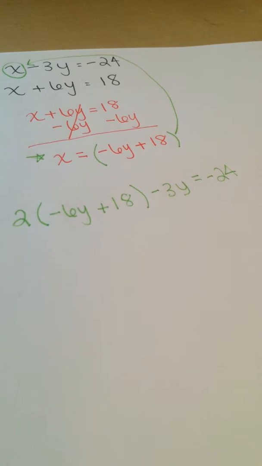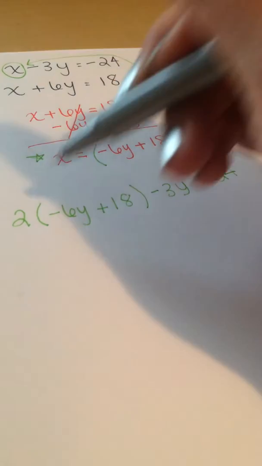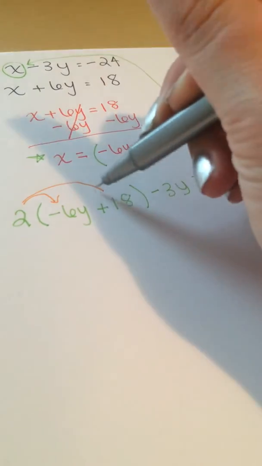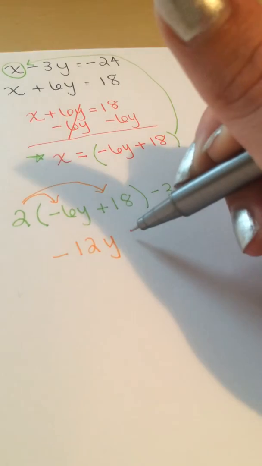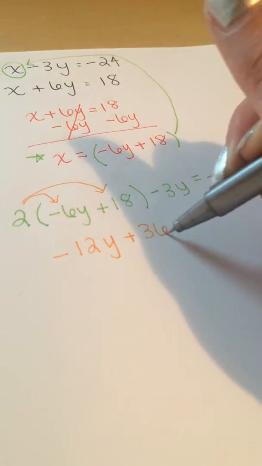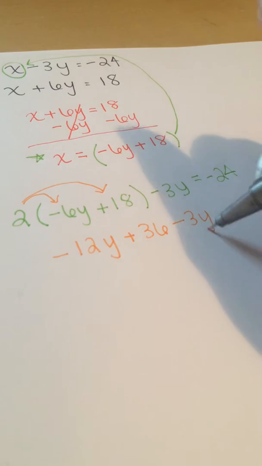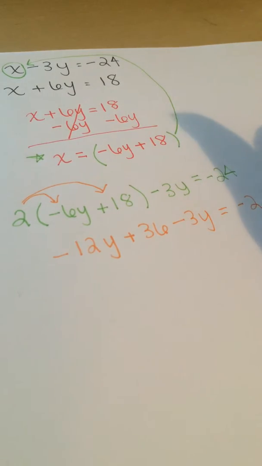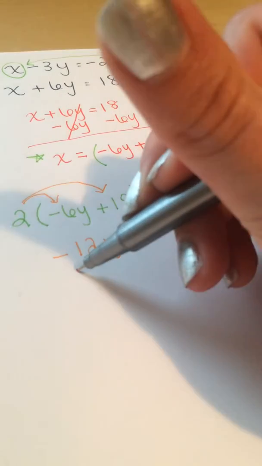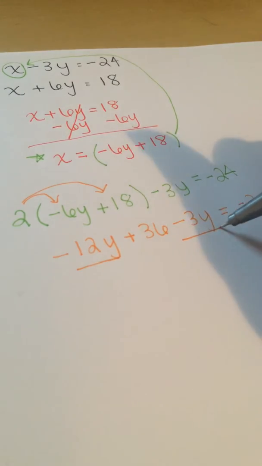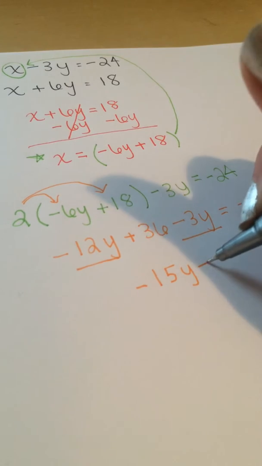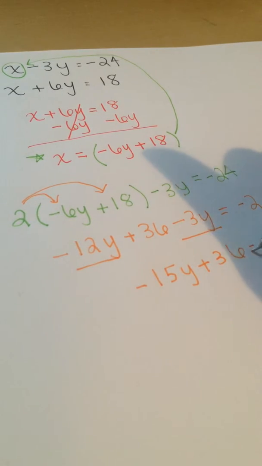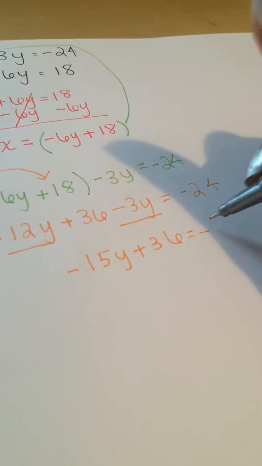Then the next thing you want to do is solve for that variable. So first, distribute the 2. Okay, we get negative 12y plus 36 minus 3y equals negative 24. Okay, combine like terms. Negative 12y minus 3y gives you negative 15y plus 36 equals negative 24.